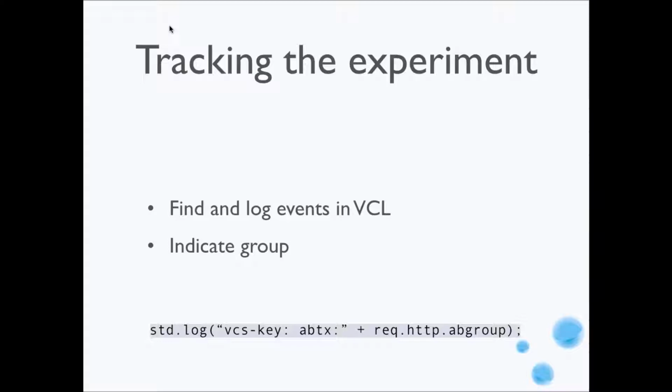With VCS installed, this basically comes down to putting in one line, which is std.log and then VCS key. Since it's a flat namespace, we create the sub namespace abtx and then the A and B group. This gives us TXs, for transactions. This will make Varnish VCS count the number of transactions in the A group and in the B group, and give nice time series on each one of these.